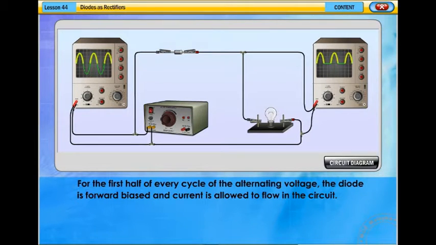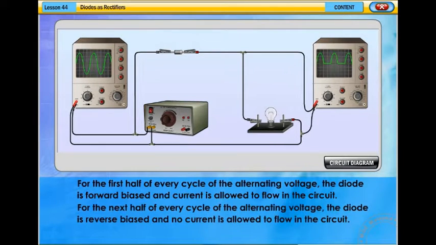For the first half of every cycle of the alternating voltage, the diode is forward biased and current is allowed to flow in the circuit. For the next half of every cycle of the alternating voltage, the diode is reverse biased and no current is allowed to flow in the circuit. Hence, the bulb lights up and goes off alternately.